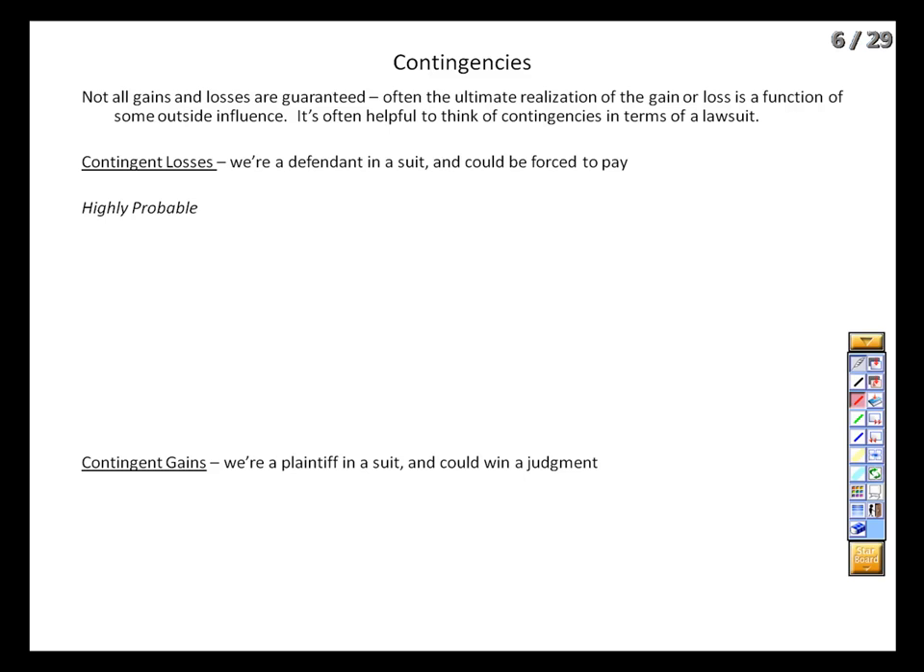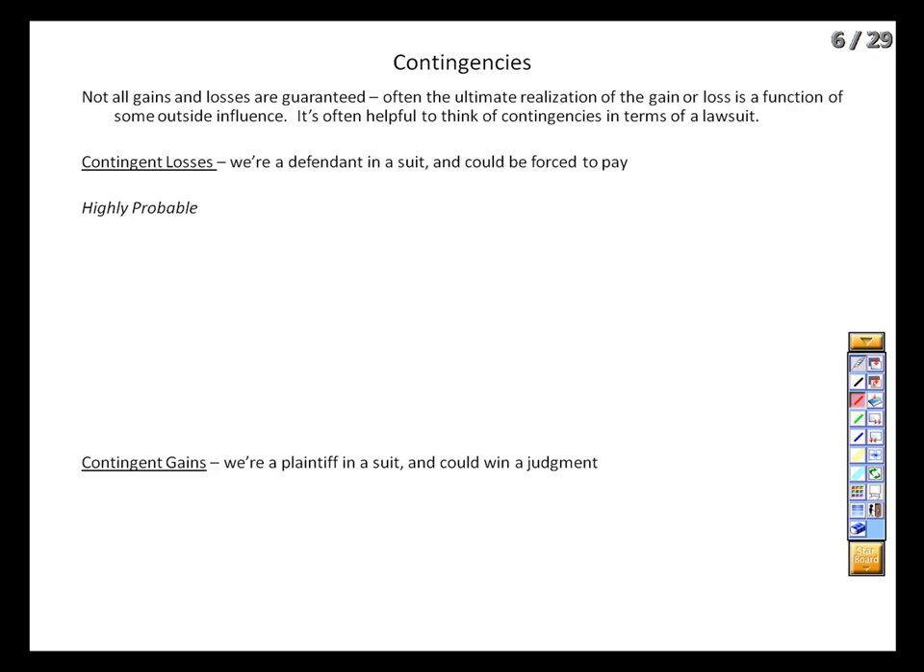Well, the first thing we do is we break it into a gain situation and a loss situation, because conservatism tells us that we treat gains and losses differently. Then we break it down into how likely we think the contingency is going to be to materialize. How do we assess that? We punt and we let the lawyers tell us.